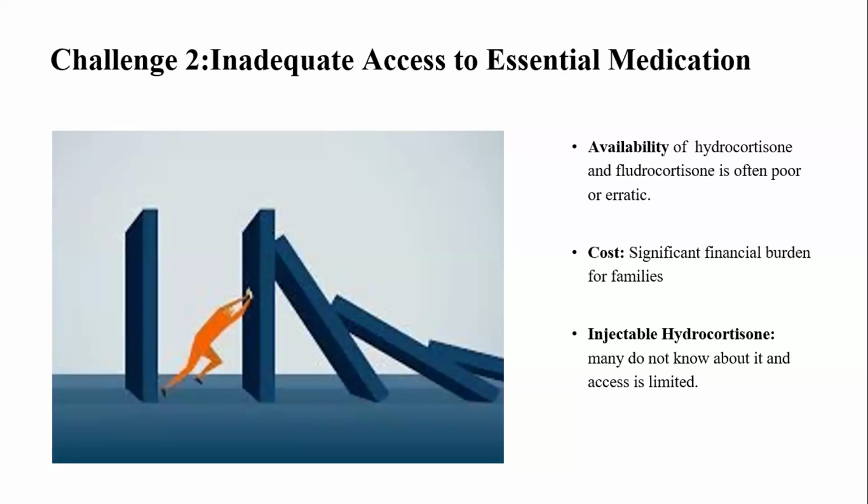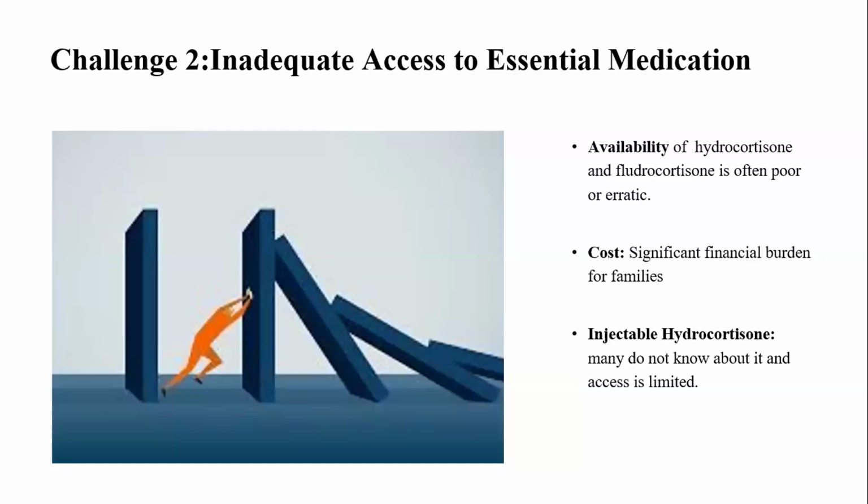fludro and hydrocortisone combined for a month is like $70. So where you normally buy it for $65, it's not there. So you'd have to go and buy somewhere where it costs $70. And these are low income parents. They receive very low salaries, to say.